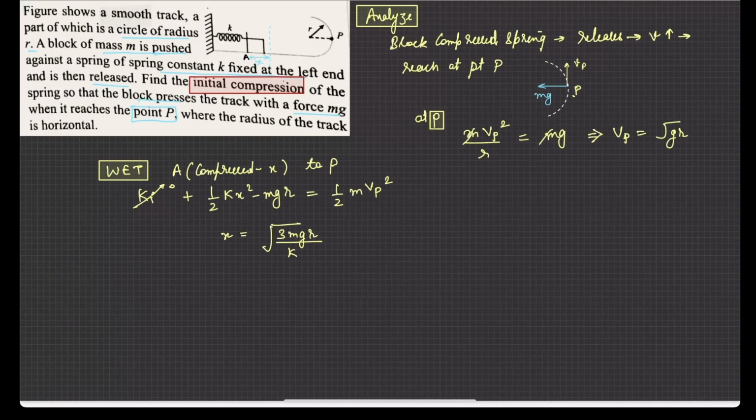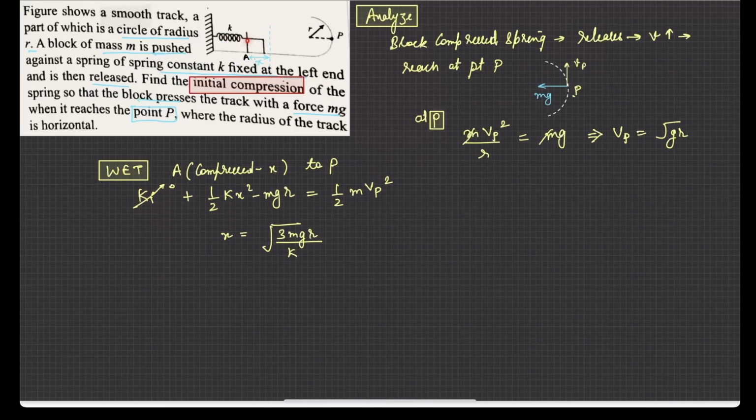नेक्स्ट क्वेश्चन में दे रखा है, द फिगर शोज अ स्मूथ ट्रैक a part of which is a circle of radius r. ठीक है, ये part of which is a circle of radius r. A block of mass m pushed against a spring of spring constant k fixed at the left. ठीक है, ये स्प्रिंग रखी हुई है एंड एट द एंड एंड देन इट इज़ रिलीज.